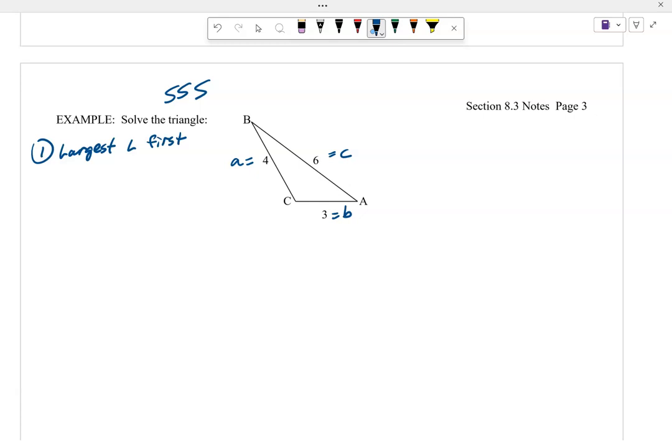Well, the largest angle would be opposite the largest side, so it'd be angle C. So I'm going to use c squared equals a squared plus b squared minus 2ab cosine of capital C. And then once I know my largest angle, then I'll know if angle C is obtuse, as the diagram shows, or if my angle is acute. Right? No ambiguity with law of cosines.